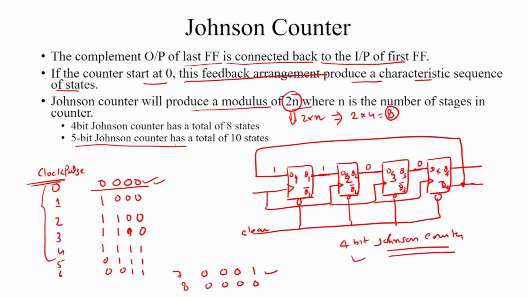Similarly, for designing a 5-bit Johnson counter, how many states are there? In case of a 5-bit counter, there are 10 states. Why? Because there are 2n states in case of an n-bit counter. As per this formula, a total of 10 states are there. Similarly, for designing a 5-bit Johnson counter, 1 flip-flop is added here, and the complement of the 5th flip-flop goes back to here.